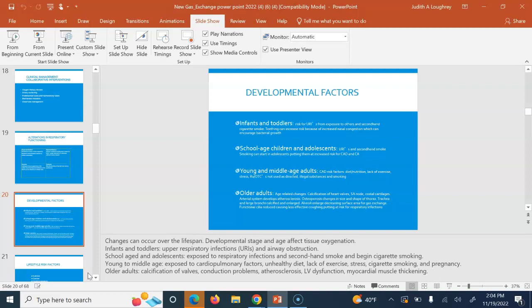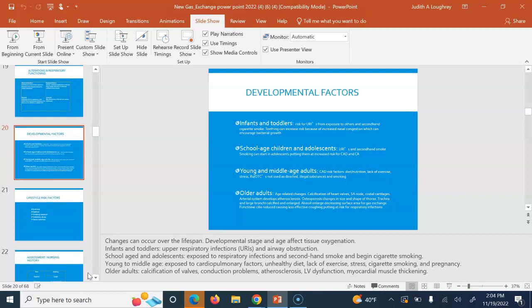For older adults, it's age-related changes: calcification of the heart valves, the SA node, costal cartilages, and the arterial system develops arteriosclerosis, osteoporosis, changes in size and shape of the thorax. The trachea and large bronchi become sometimes calcified and enlarged, the alveoli enlarge, decreasing the surface area for gas exchange, and their functional cilia are reduced, causing less effective coughing and putting them at risk for respiratory infections. So those are definitely some factors that we see affecting respiratory status.